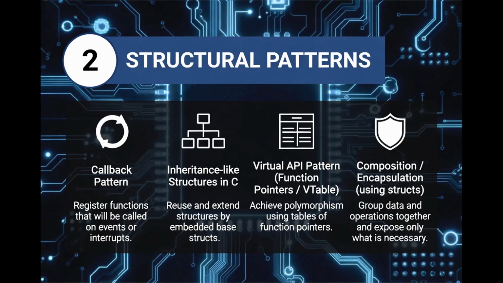The fourth structural pattern is composition and encapsulation. Composition combines multiple smaller modules into a larger system. Instead of inheritance-heavy designs, embedded firmware prefers composition. For example, a motor control subsystem may combine a PWM module, ADC module, encoder module, safety monitor, and a state machine. Each module remains independent, making the system easier to debug, easier to reuse, and easier to scale.